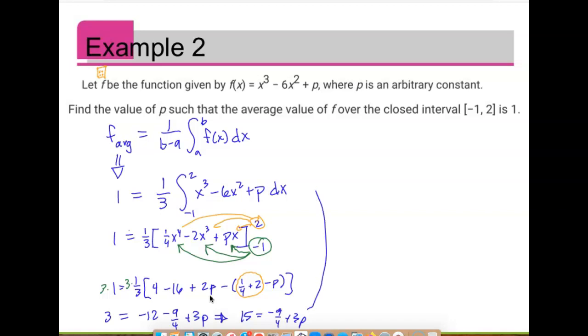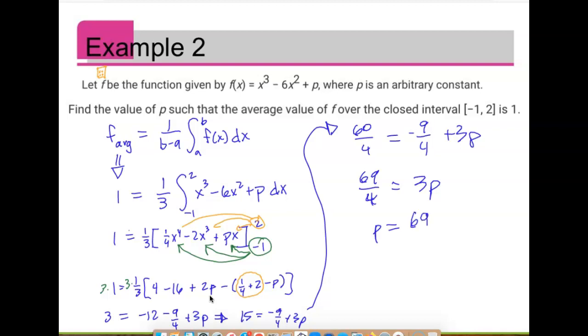All right, let's get a common denominator. 15 times 4 is 60. So 60/4 equals -9/4 plus 3p. So add 9/4, we get 69/4 equals 3p. Divide by 3, p is 69/12. All right, so just a little bit of algebra and arithmetic there.